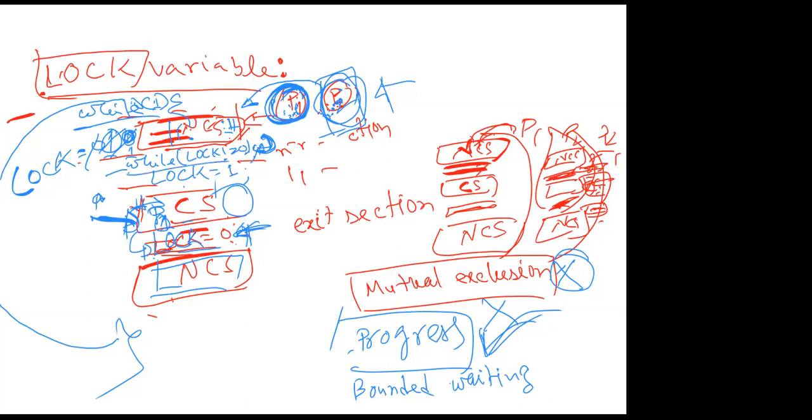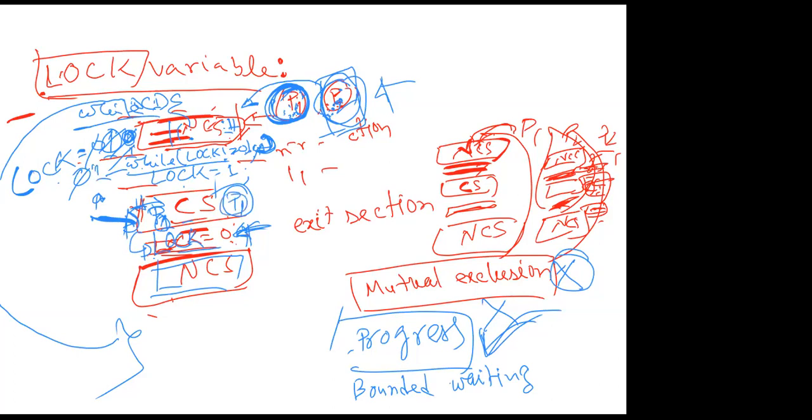Okay, and then P1 again, let's say completes the critical section and makes this lock 0 again. And then again back to the while loop, and then executes the non-critical section, and also the while loop, here it will check this lock is not equal 0, the condition is satisfied, lock is 0 currently, and makes this lock 1, and again P1 can enter the critical section.